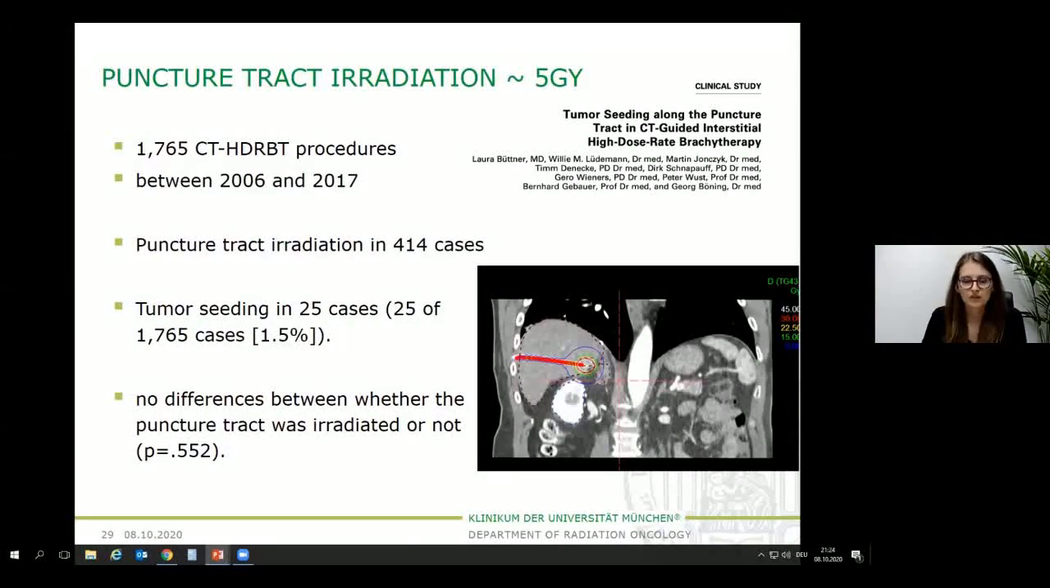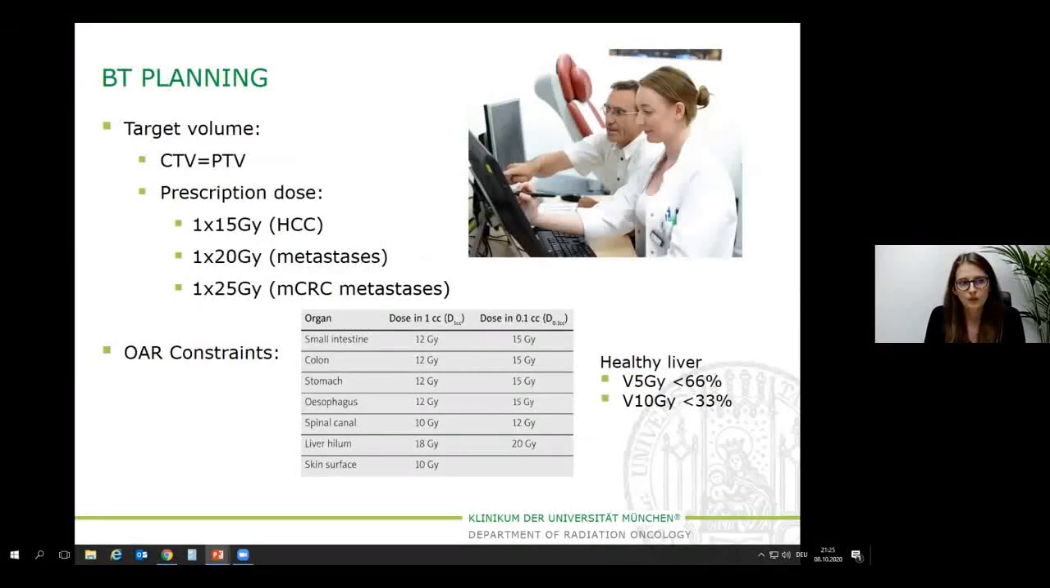In our institution, we always treat it because you put the catheter within the lesion, and so there is some risk for seeding. And also, like radiology, if they do RFA, they also always treat the entire canal. So we also do this in our treatments. Brachytherapy, the planning then.